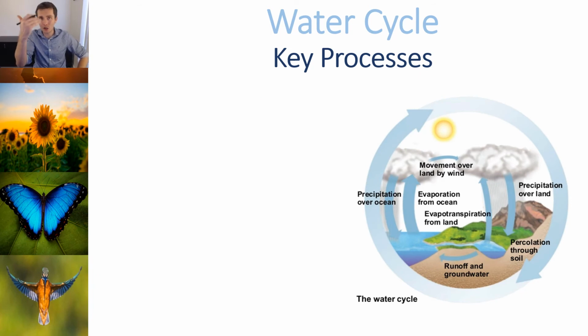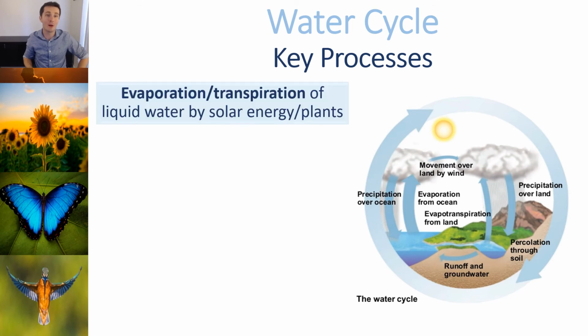So I'm going to get you just to write down these key processes, these steps, in a bit of a flow chart, which should hopefully help you understand it. So the first bit of the water cycle is evaporation or transpiration of liquid water by solar energy from the earth, or the loss from plants for transpiration. So you can see that you're going to get evaporation from the ocean, you're going to get evaporation from the land, and you're going to also get transpiration as plants lose that water via stomata. That is going to now enter up and move into our atmosphere.